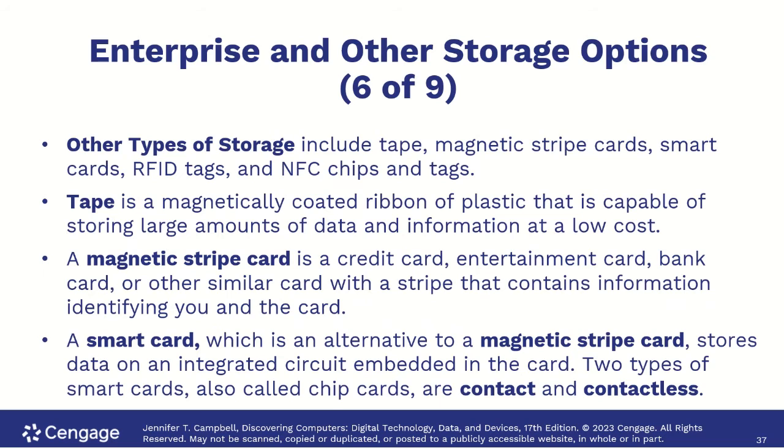There can be other types of storage as well, that can include tape, magnetic stripe cards, smart cards, RFID tags, and NFC chips and tags. Find out more about these types of storage media. Do a search on the internet, Google those items and find out more information. Write on a piece of paper in your notebook while you are listening to this lecture. Pause this video and go and find out more information on RFID and NFC chips and tags.